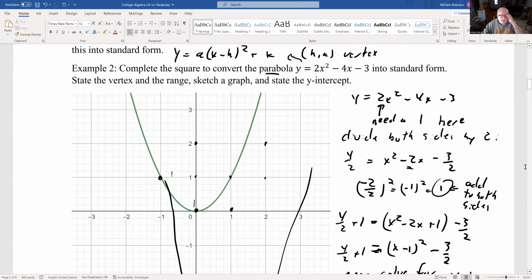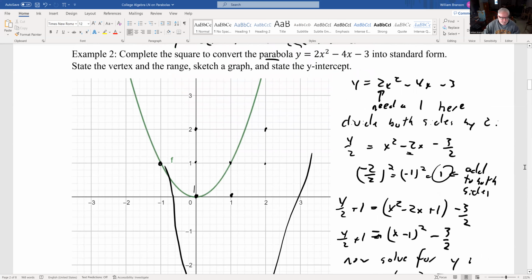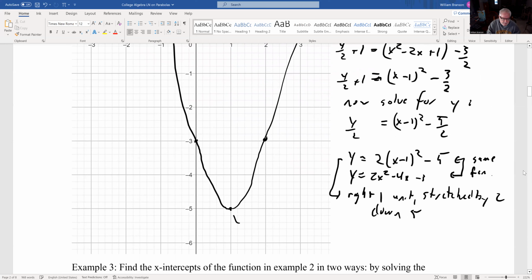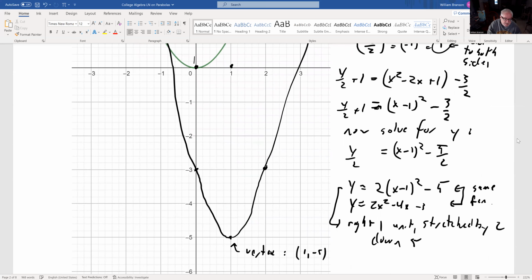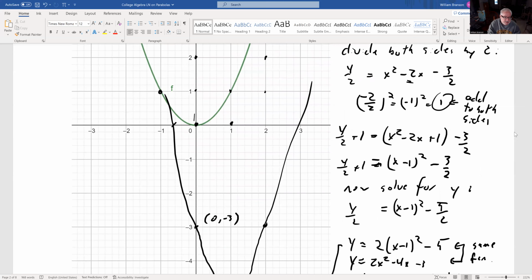Right? So the vertex is down here. That's at 1, minus 5. The y-intercept, well, from the graph, we actually know that the y-intercept is right here, 0, minus 3. So where are the x-intercepts, right? One is here and one is here. And note that our axis of symmetry is right here. So the x-intercepts are symmetric around the axis of symmetry.